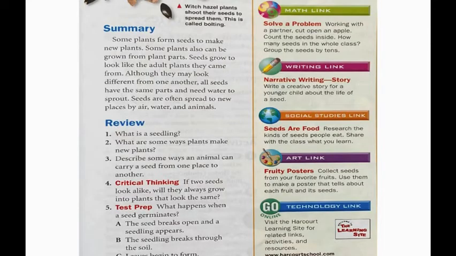In summary, some plants form seeds to make new plants. Some plants also can be grown from plant parts. Seeds grow to look like the adult plants they came from. Although they may look different from one another, all seeds have the same parts and need water to sprout. Seeds are often spread to new places by air, water, and animals. The caption from the photo says that witch hazel plants shoot their seeds to spread them. This is called bolting.